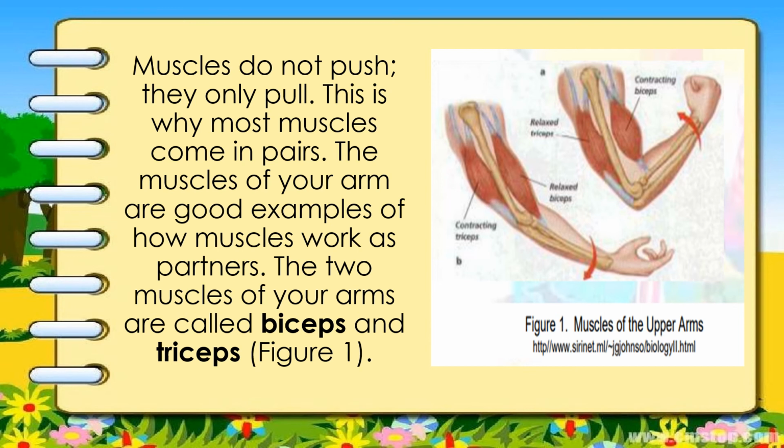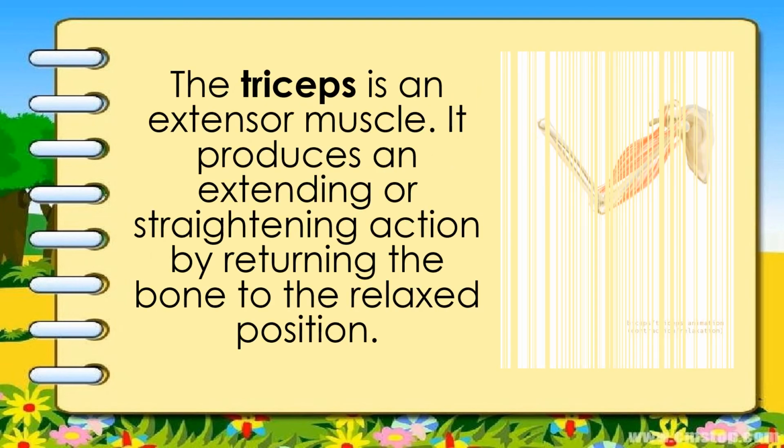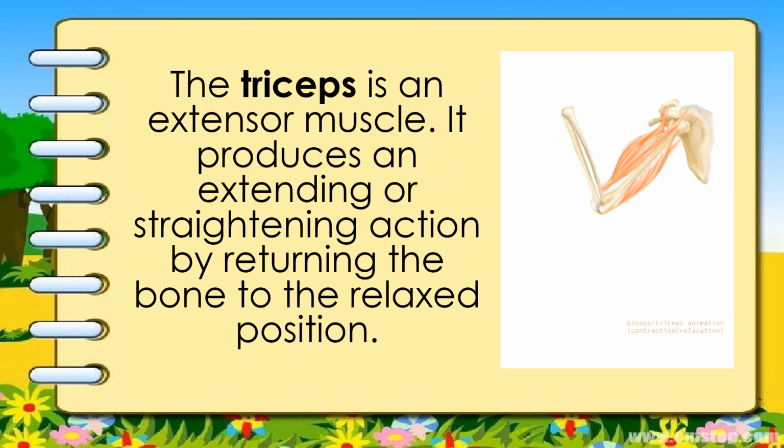The muscles of your arm are good examples of how muscles work as partners. The 2 muscles of your arm are called biceps and triceps. The biceps is a flexor muscle. It produces a flexing or bending action by pulling the lower arm bone at the joint towards the body. The triceps is an extensor muscle. It produces an extending or straightening action by returning the bone to the relaxed position.